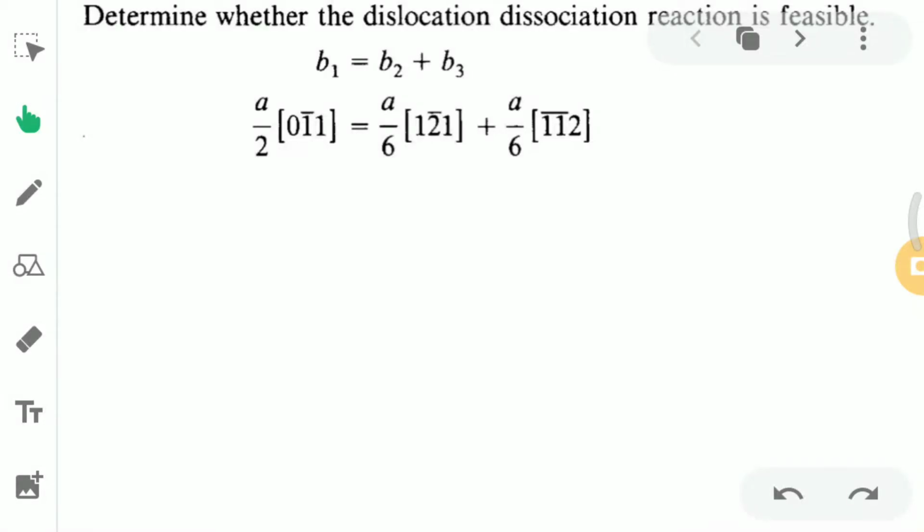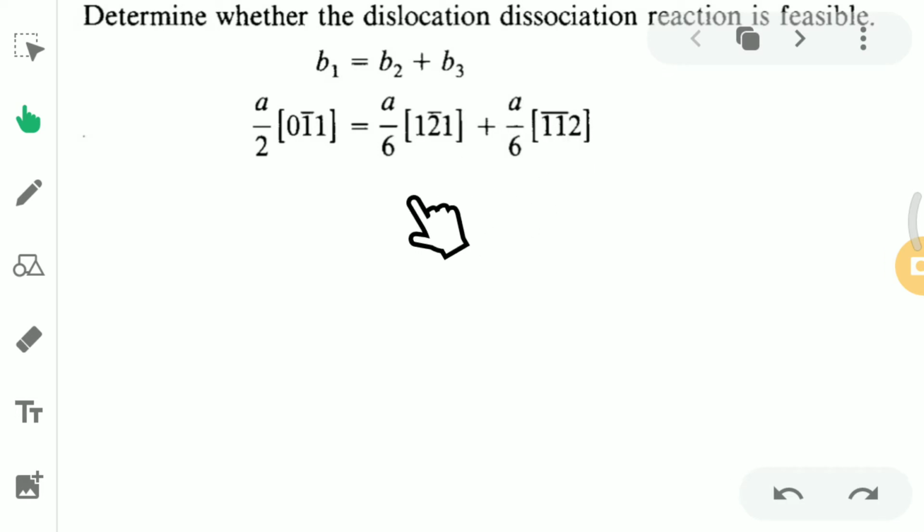Today we would like to discuss a problem based on the dislocation dissociation reaction. Here b1 is equal to b2 plus b3 was given. Here b1 dissociates into b2 plus b3. Here b1 is a/2 [0 1̄ 1] = b2, a/6 [1 2 1] plus b3, a/6 [1 1̄ 2̄]. Here b1, b2 and b3 were given. We need to find whether this dislocation dissociation is possible or not.